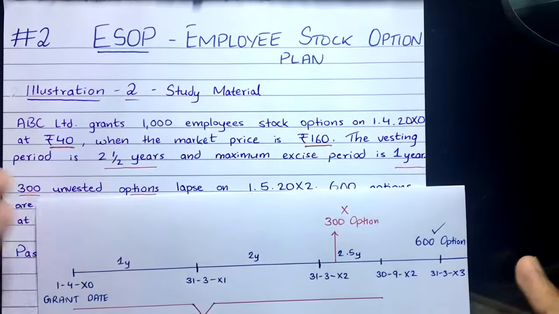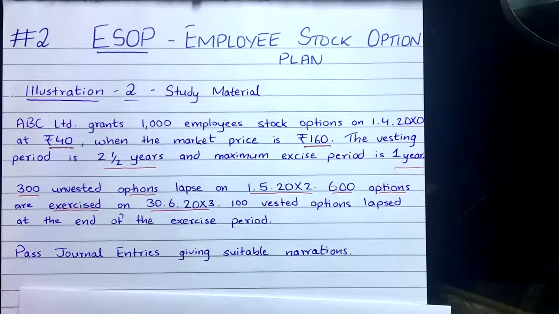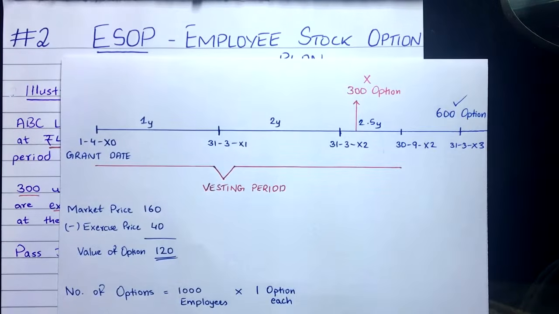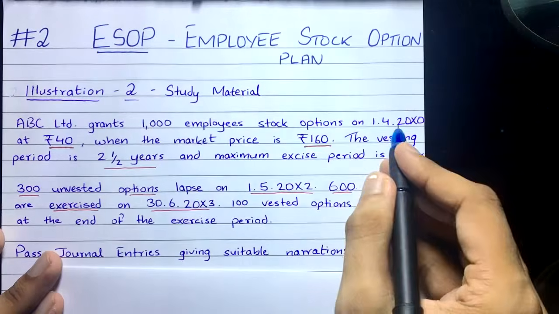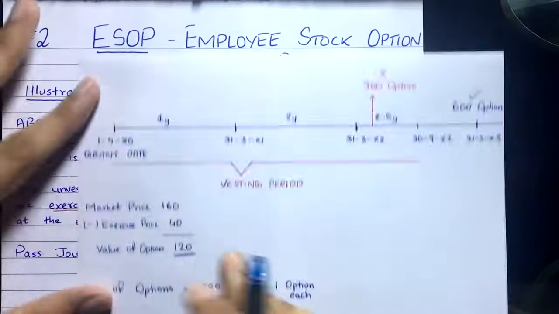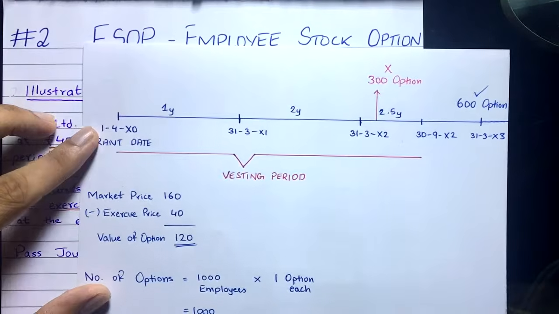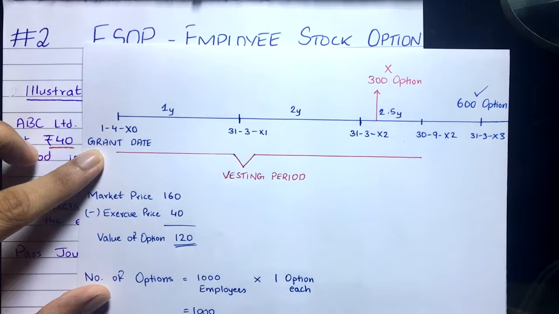Now we have to understand the diagram properly. What is happening over here? I have just gone through the question now, but let's put this into a diagram. How will you put this into a diagram? See here, it's very simple. What is happening? First, ESOPs are offered, right, at the grant date 1-4-20X0. That's the grant date, the date at which ESOPs are offered.